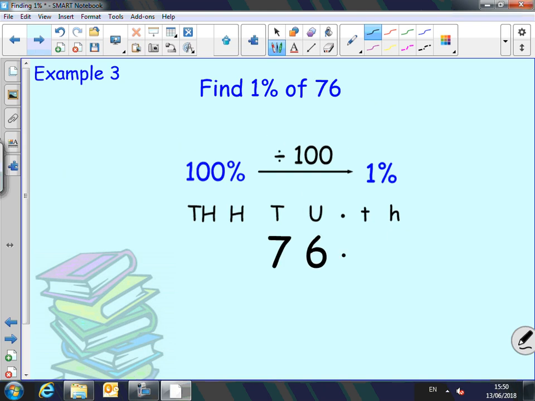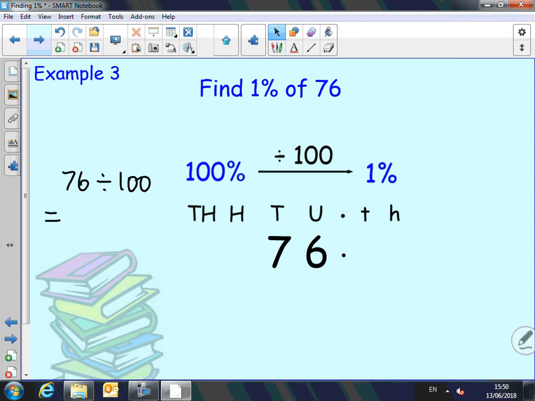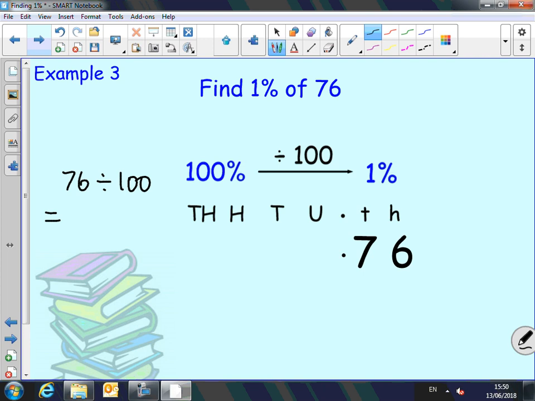1% of 76. And again, we're going to divide by 100. 76 divided by 100, we move all our numbers 2 places to the right. 1, 2. Now, in this situation, we have to put a 0 under our units column so that it reads 0.76. So 1% of 76 is equal to 0.76.